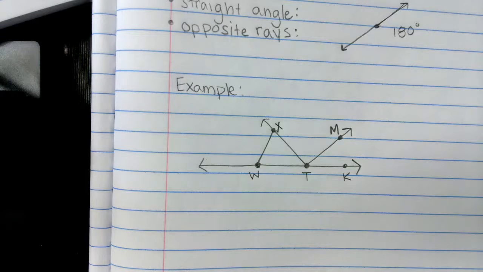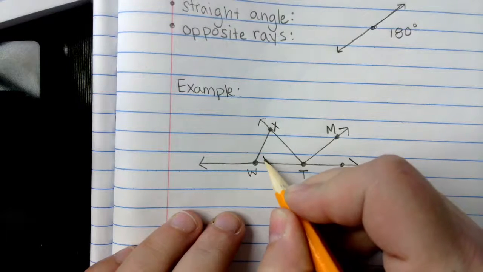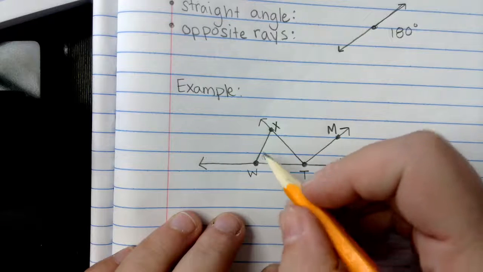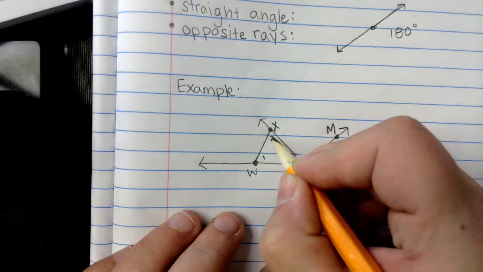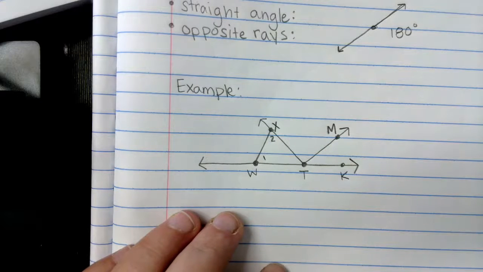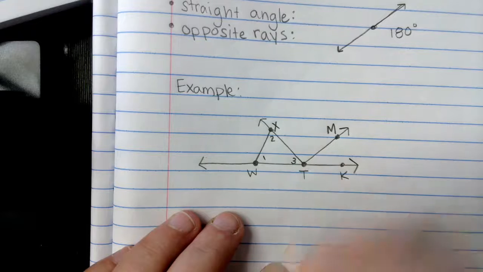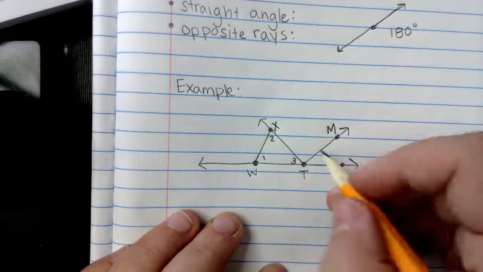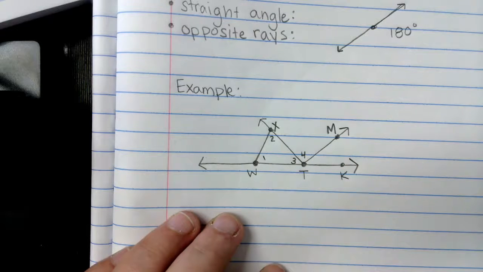Alright, last part, we are going to put in some numbers. So numbers go in the corner next to the angle. So this corner here is going to be a 1. The top corner of that triangle is a 2. Bottom is a 3. Then here is going to be a 4. And last we have a 5.